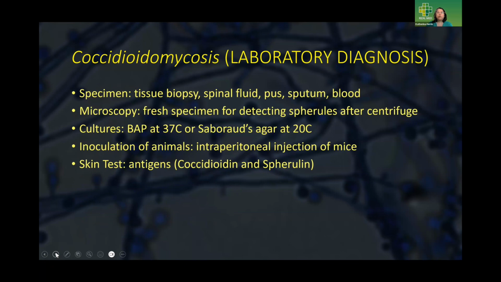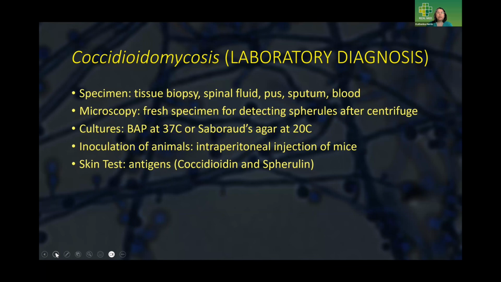Specimens include sputum, exudate from skin lesions, spinal fluid, blood, urine, and tissue biopsy. Fresh specimens should be used for detecting spherules under the microscope. KOH or calcofluor white stain will facilitate in finding the spherules and endospores. Fungal culture can be done using IMA or BHI blood agar slants at 37 degrees centigrade. Confirmation can also be done using animal inoculation or specific DNA probe.